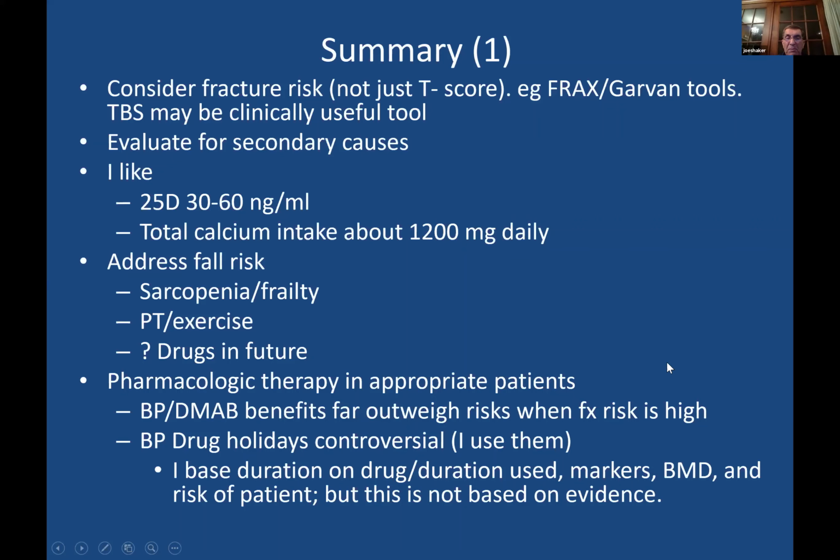Pharmacologic therapy in appropriate patients. Certainly the benefits far outweigh the risks when the fracture risk is high. With bisphosphonates, I use holidays, and I base it on the drug and duration, markers, bone density, and the risk. But there's not really good evidence on how to do this.